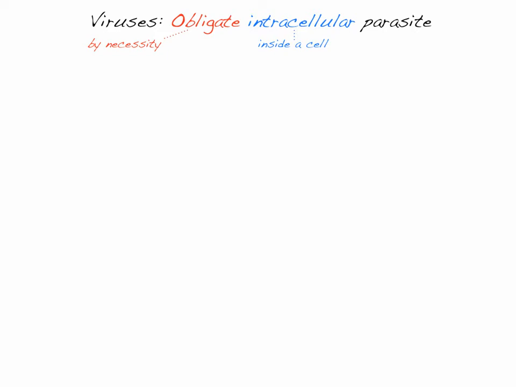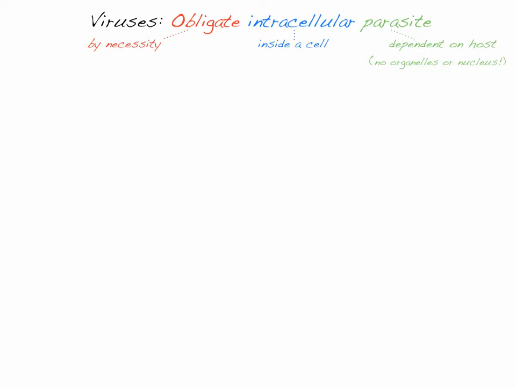Let's talk about viruses. Viruses, by definition, are obligate intracellular parasites. So let's talk about what this means word by word. Obligate meaning by necessity, intracellular means inside of a cell, and parasite means dependent on that host cell that the virus is inside. And what makes a virus dependent, what makes it a parasite, is that the virus has no organelles or nuclei of its own.